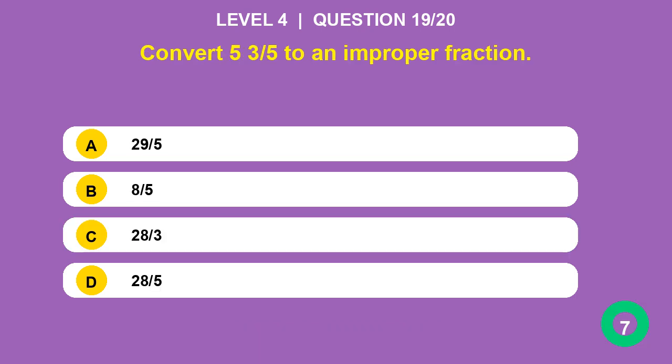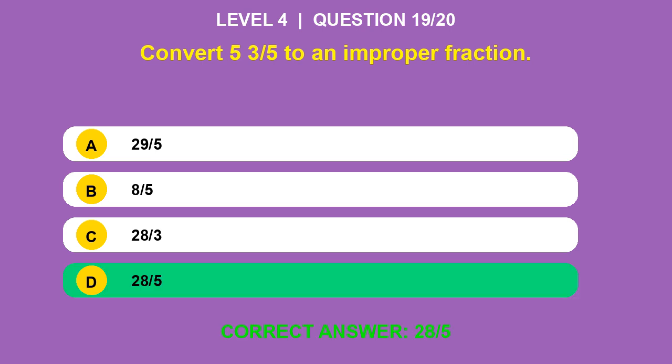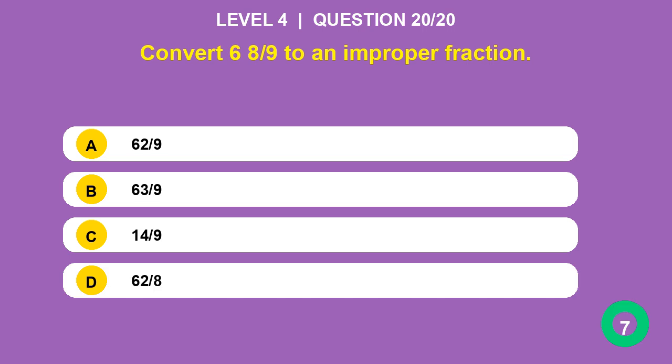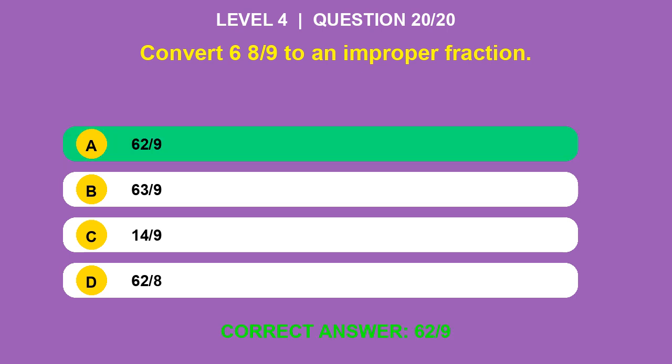Convert 5 and 3/5 to an improper fraction. Answer is 28/5. Convert 6 and 8/9 to an improper fraction. Answer is 62/9.